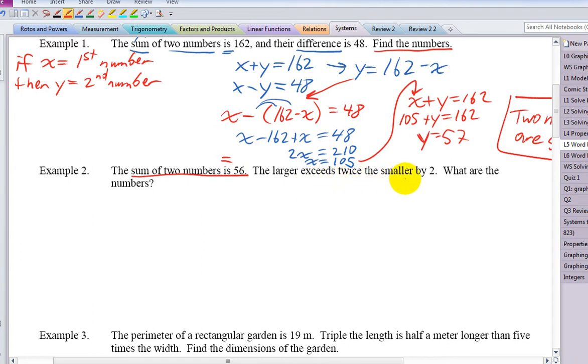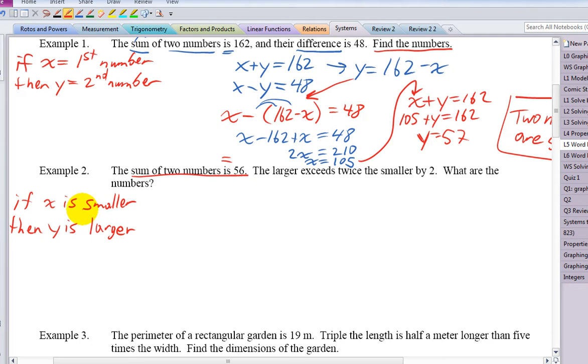The larger exceeds twice the smaller. Now they're specifically saying large and small. So if X is the smaller, and we could have chosen it to be larger, it doesn't matter. We have to just choose one of them. Then Y is what? The larger. Now you could have, if you wanted to, used S and L. Okay, the problem with using S is it looks like a 5.